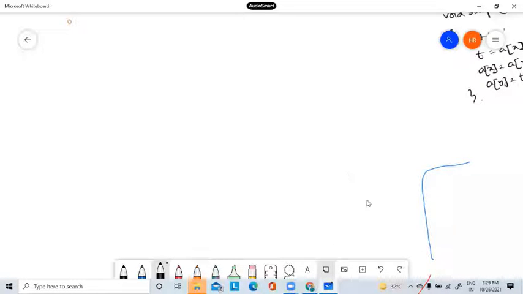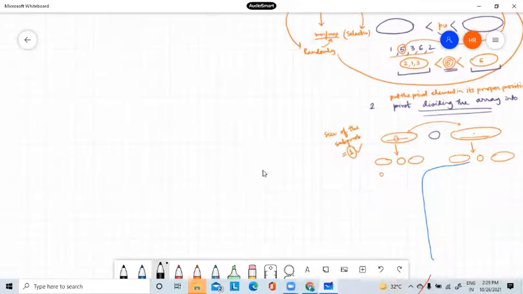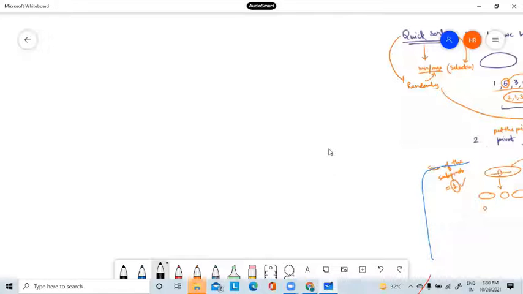Any query regarding this? Otherwise, I will move into time complexity calculation. Okay, so no query. So either you understood everything or you have not understood anything. Okay, so this is your quick sort.